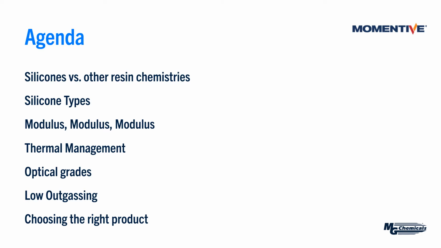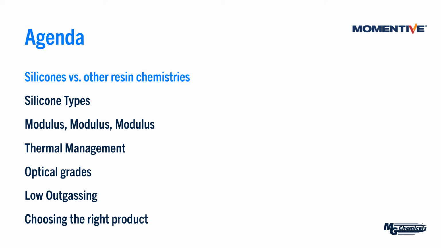Next, we'll look at some of the specialty grade materials. So we'll start with thermal management. And in that, I mean thermally conductive materials, materials that can move heat away from components. Next, we'll look at the optical grades, some low outgassing materials, and then finally, we'll go over examples of how you can systematically go over, ask the right questions, get the necessary requirements in order to filter out all the options and choose the right product.